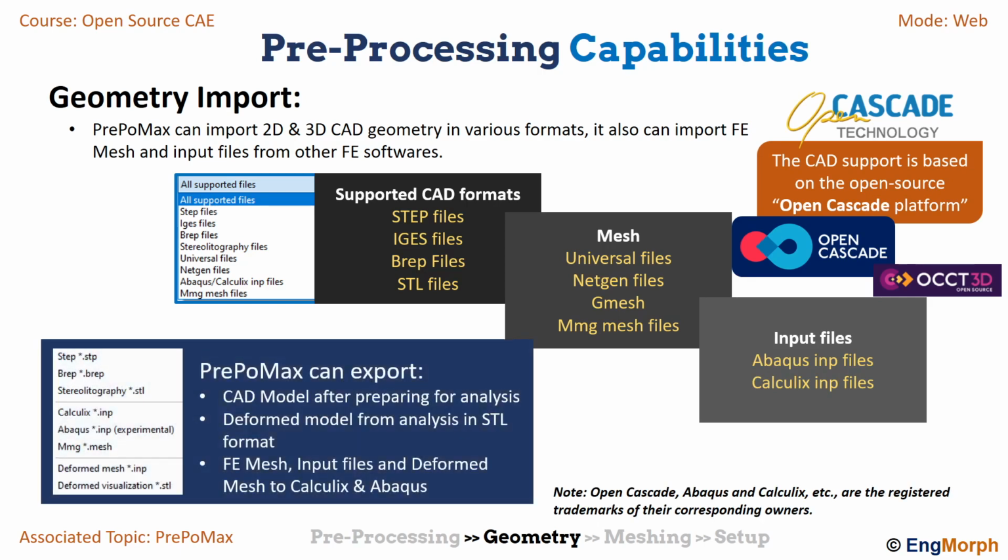In addition to import, PrePoMax can export the CAD model after preparing for analysis, the deformed model from analysis in STL format, the FE mesh, input files, and deformed mesh to CalculiX and Abaqus.